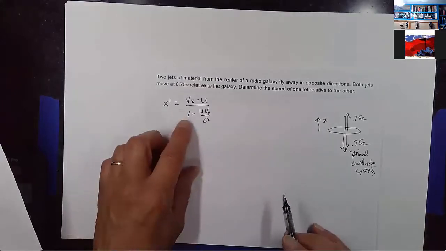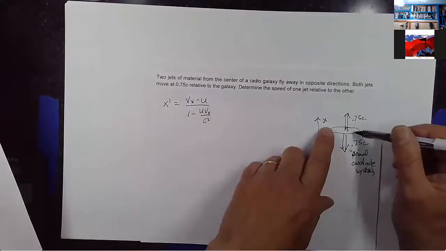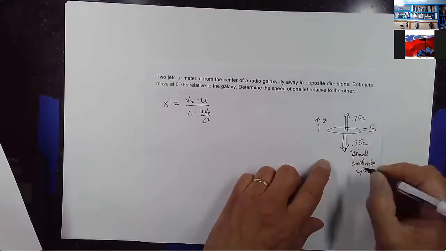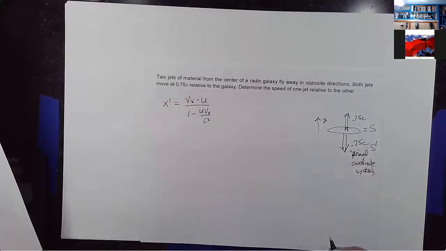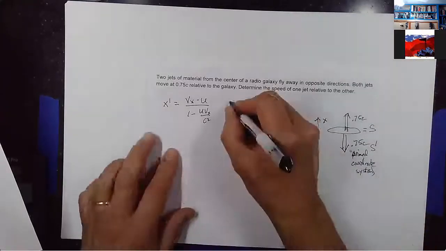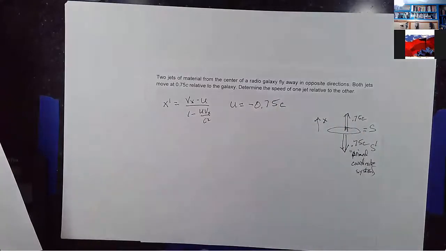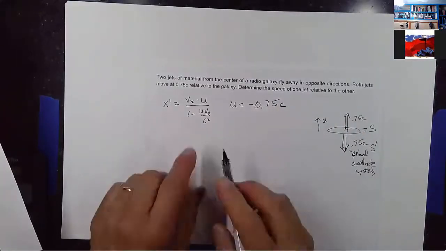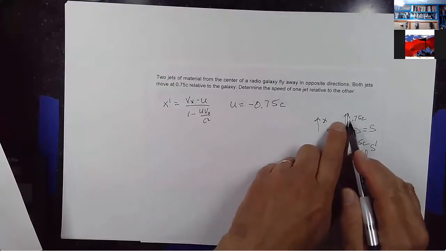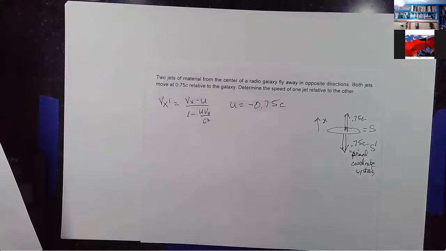Okay. Well, u will be the velocity of this primed coordinate system with respect to the galaxy, which is the unprimed coordinate system. I'm just going to call it S, and this one's going to be S prime. So the velocity of S prime with respect to S is in the negative direction. So u in this case is going to be minus 0.75 C, negative direction there. And then v sub x is going to be the velocity of this thing with respect to, what did I do here? This is supposed to be v sub x prime, not just x prime. V sub x prime is equal to that.